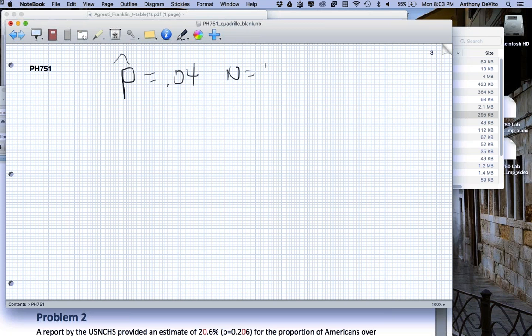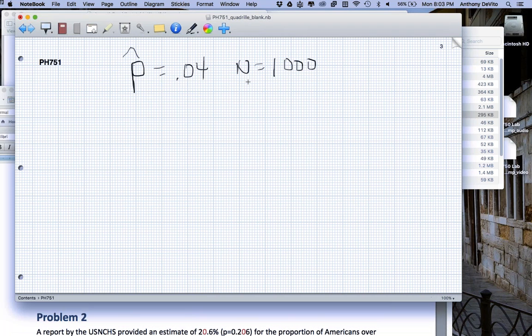Was it 2,000 or 1,000? 1,000. Okay. Oh, what was it, the year 2000? Is that what I'm thinking of? Okay. Confidence interval. What's our confidence interval going to be then?